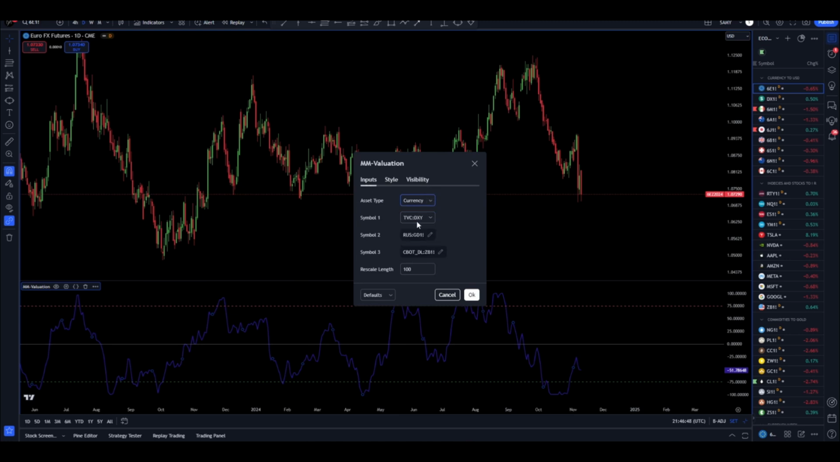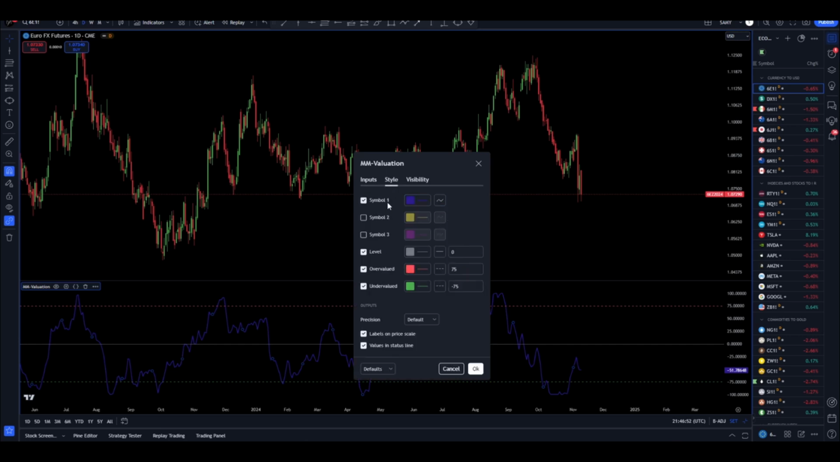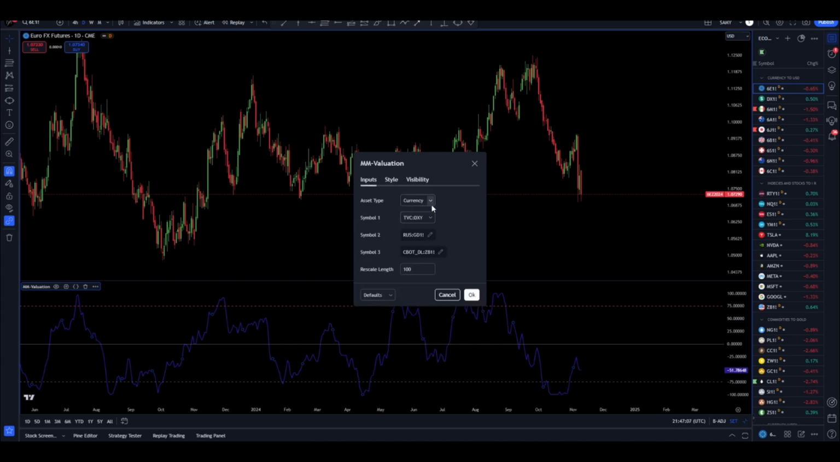So select the currency, select the symbol, which is DXY, and then select the first one, symbol 1. Symbol 1 is for currencies, symbol 2 is for commodities, symbol 3 is for interest rate. I mean, interest rate means for indices and stocks. So we are here in symbol 1, which means we are in currencies.